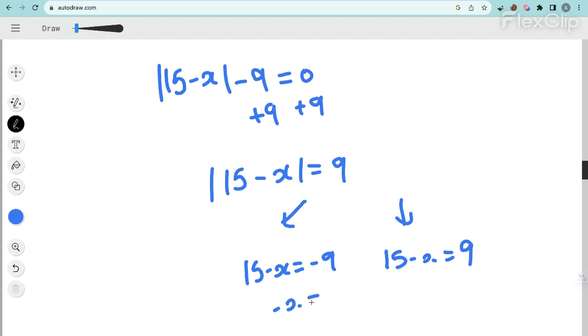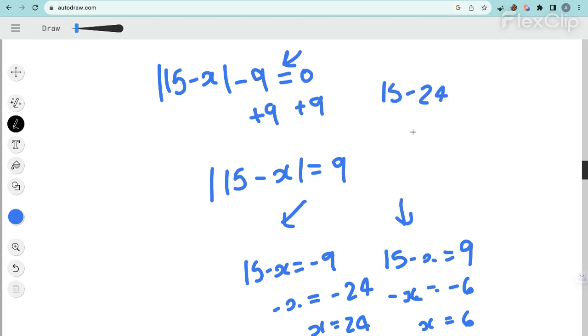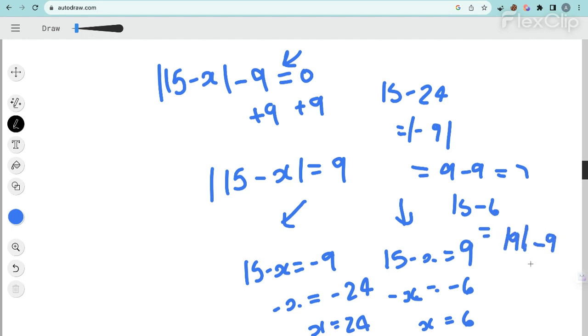So if you solve this, I believe that means x is 24. And here, that would be 6. This means both of these answers should work here. So let's try it out. 15 minus 24, negative 9, but it's an absolute value, so 9 minus 9 is 0. And then 15 minus 6 is just 9, and 9 minus 9 is 0, so both of them work.